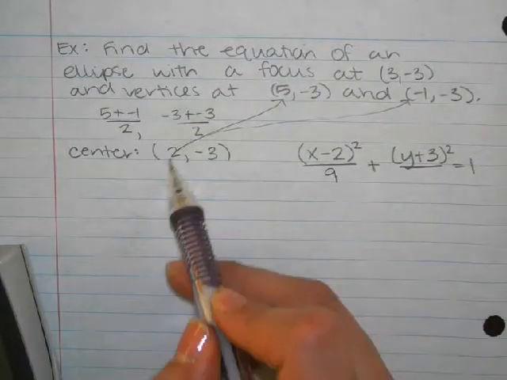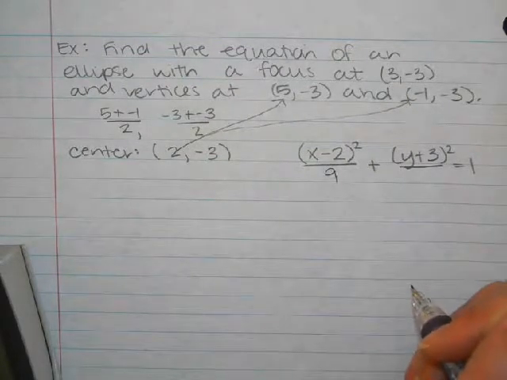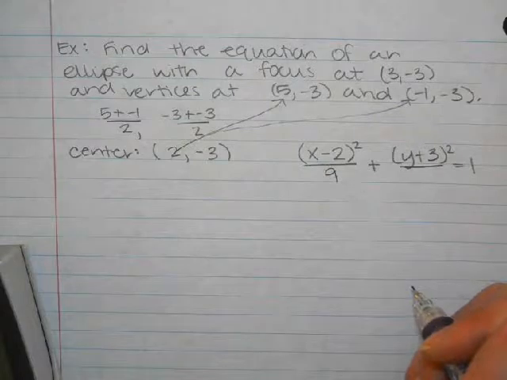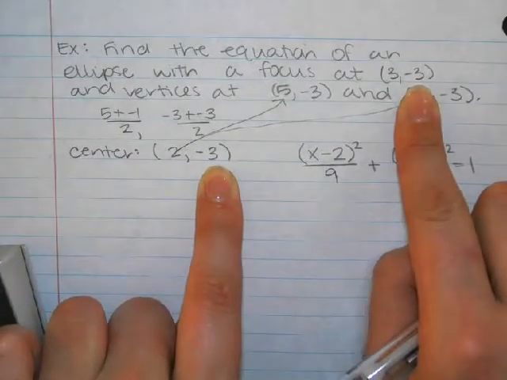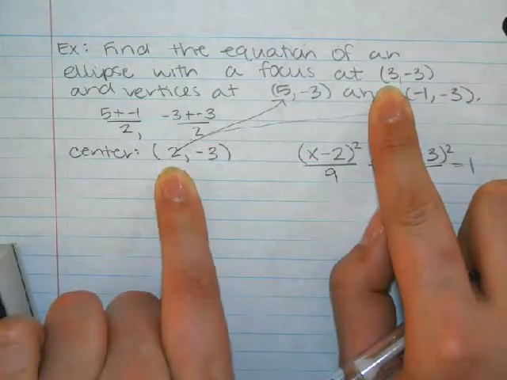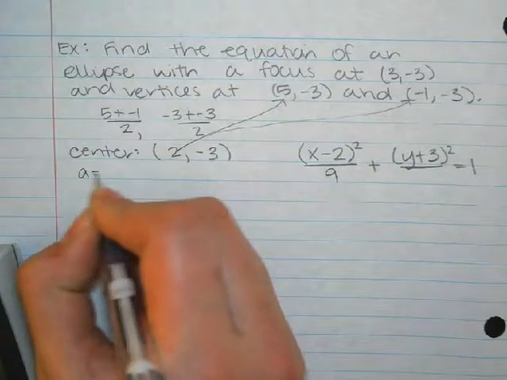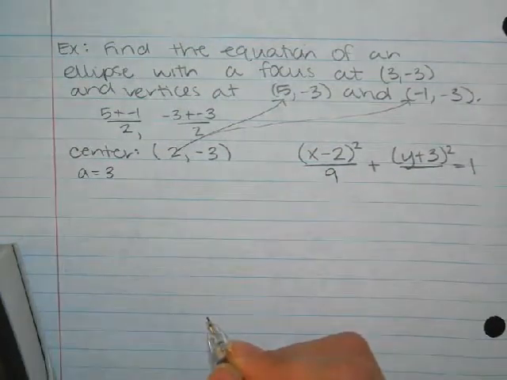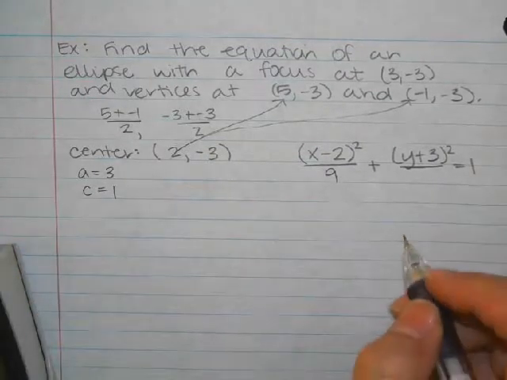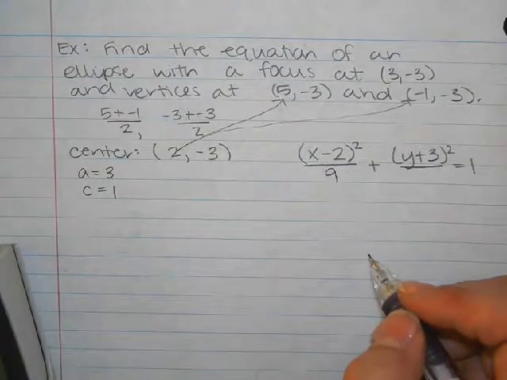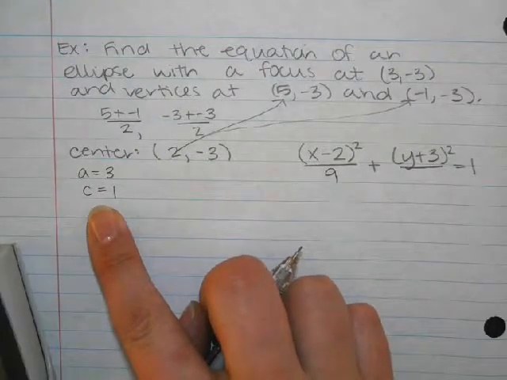How far is the center from the focus? It's a length of 1, right? You guys see how the y coordinates are the same? But the x coordinates are a length of 1. Okay? So that means that we have an a value of 3. We went left and right 3 to get our vertex. We have a c value of 1. We went left and right 1 to get the c value. How do we typically find the c value?